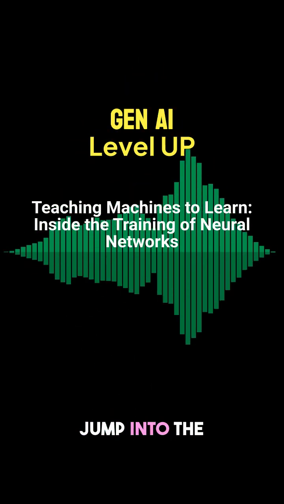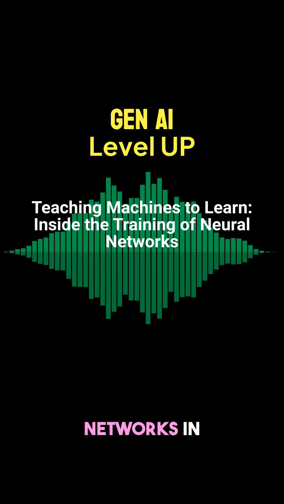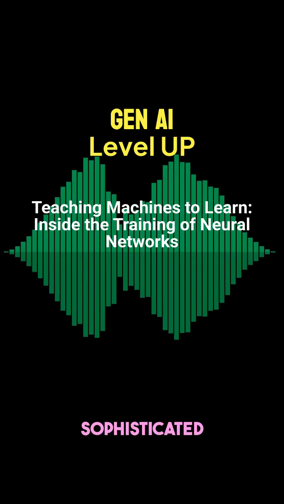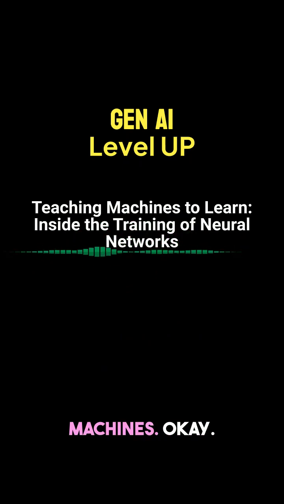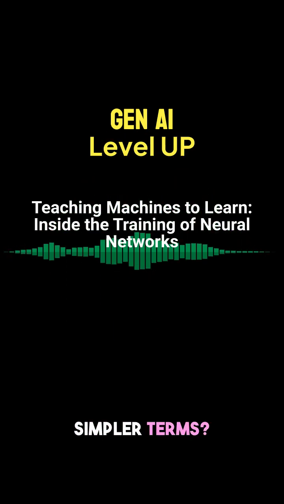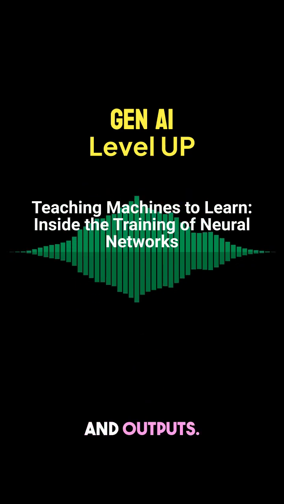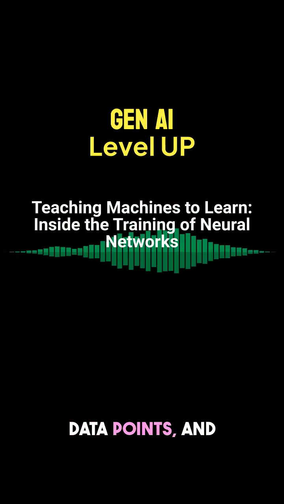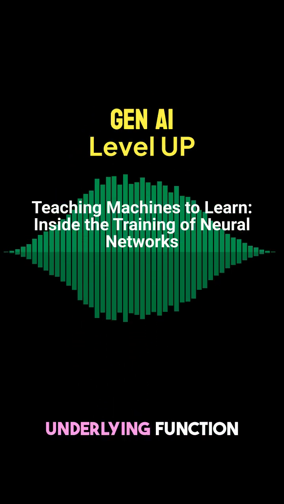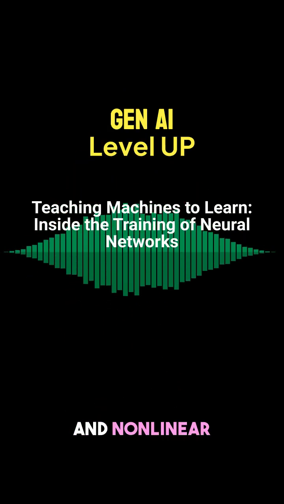So before we jump into the actual training process, maybe we should take a step back and think about neural networks in general. What are they in essence? They're sophisticated function approximation machines. Can you explain that in simpler terms? Sure, they learn the relationship between inputs and outputs. You have a bunch of data points, and a neural network can figure out the underlying function that connects those points, even if it's a very complex and nonlinear relationship.